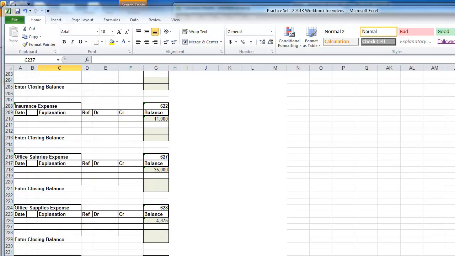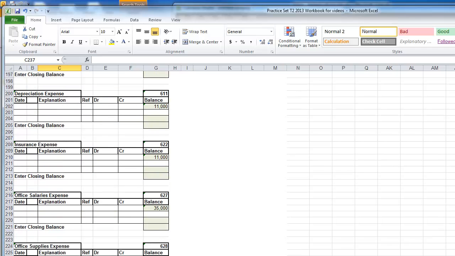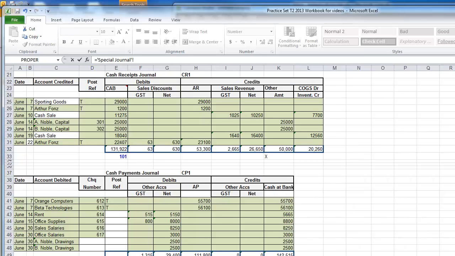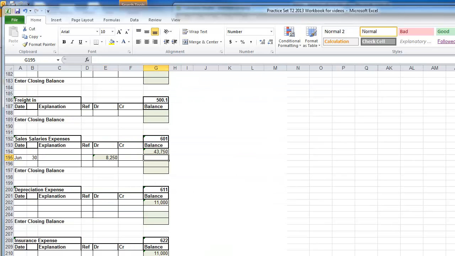Right, sales salaries will come first, they should. The salaries, so June 30, and again it's going to be a debit. No, I've left out office supplies, we'll come back and post that in a bit. So the total salaries paid for the year are going to be 52,000. Looks like $1,000 a week.